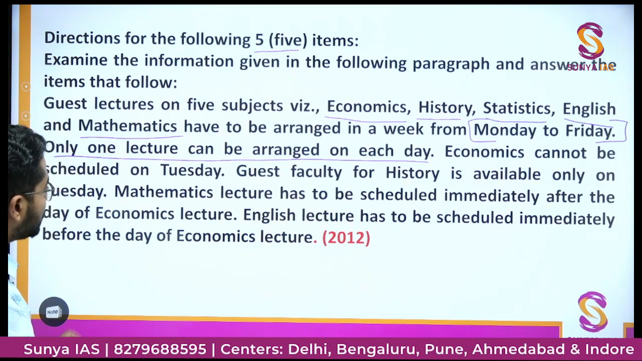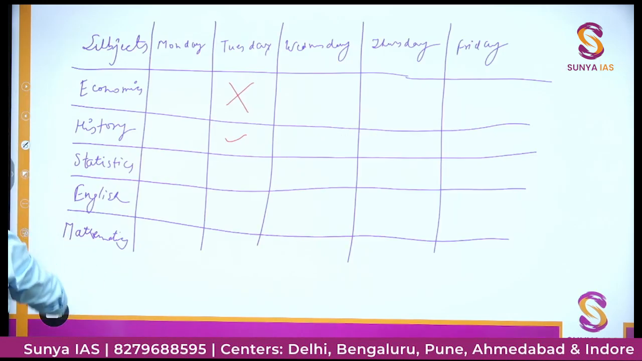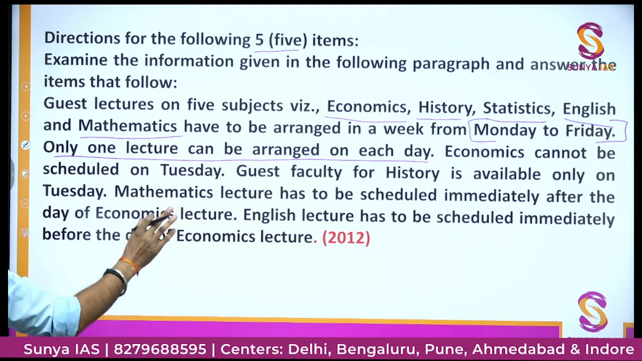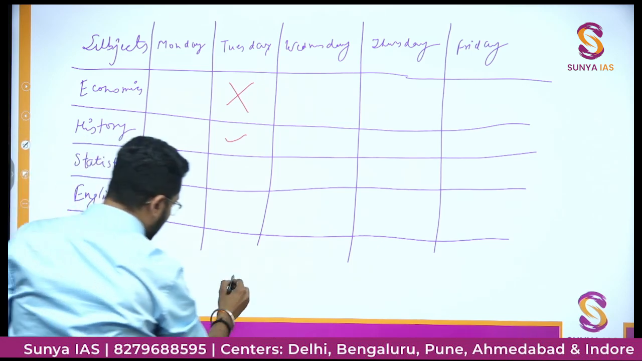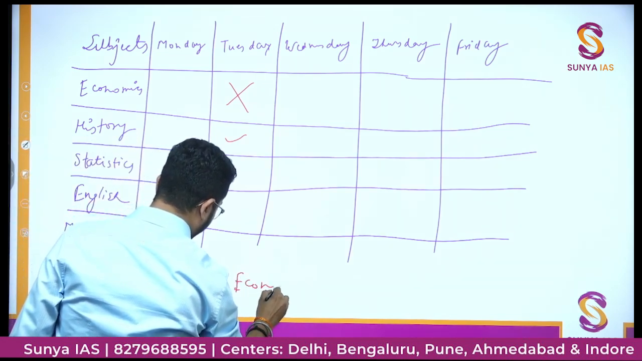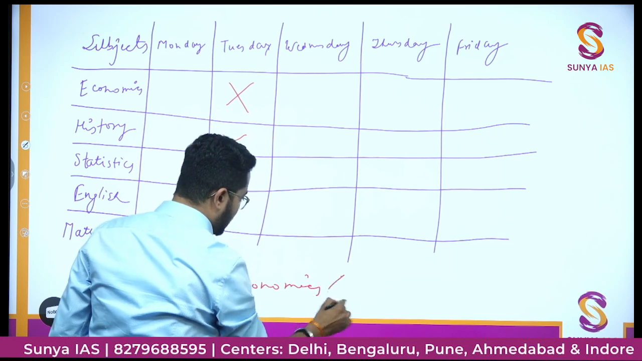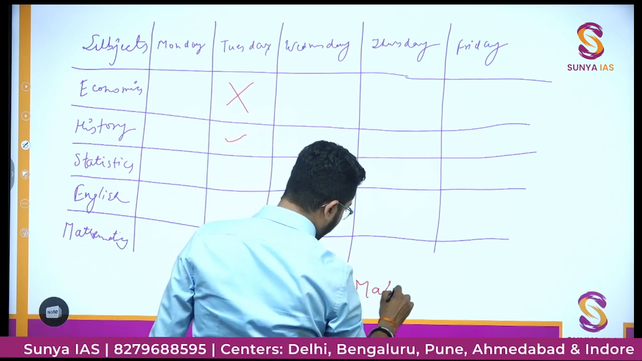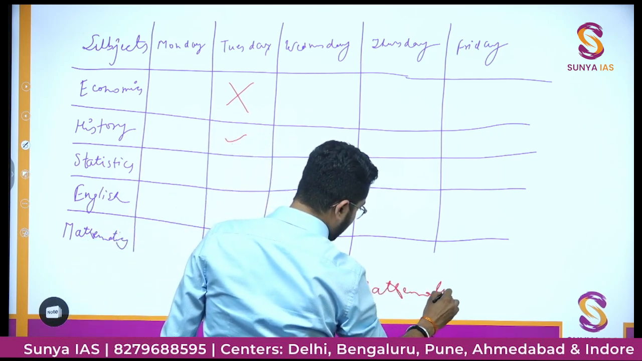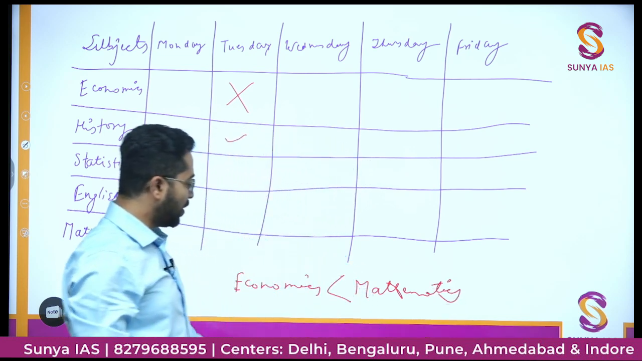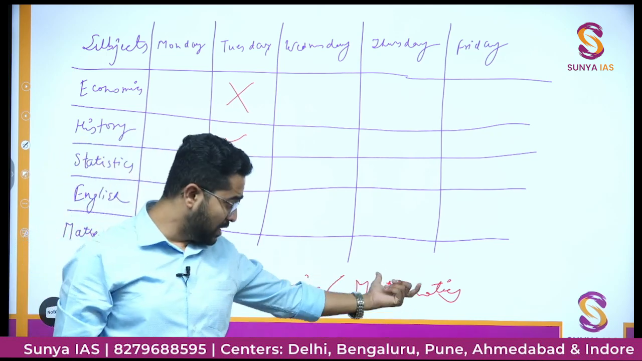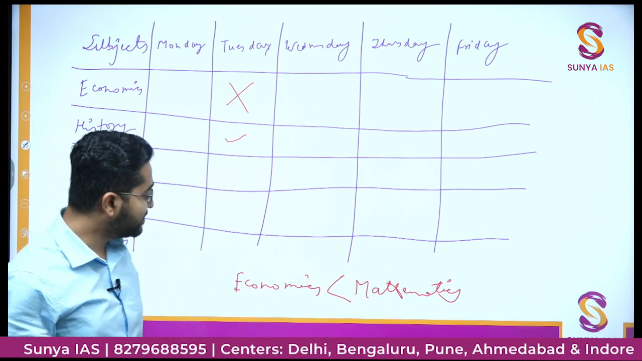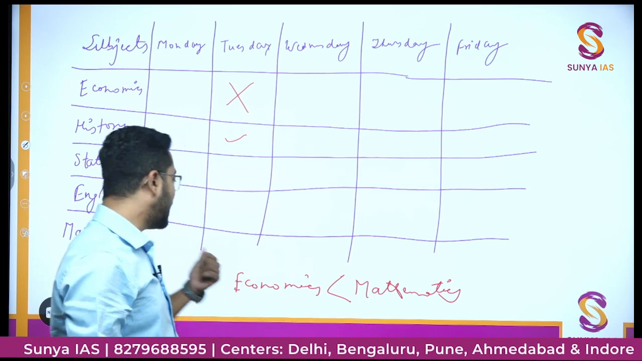Mathematics lecture has to be scheduled immediately after the day of economics lecture. So क्या बोल रहा है? That means economics lecture के बाद होगा mathematics. That is, if economics is getting done on Monday, then mathematics will be on Tuesday. So mathematics lecture will be after the economics lecture.